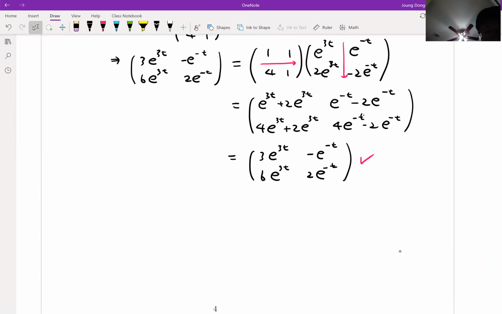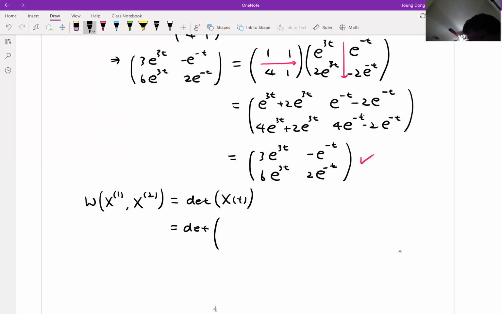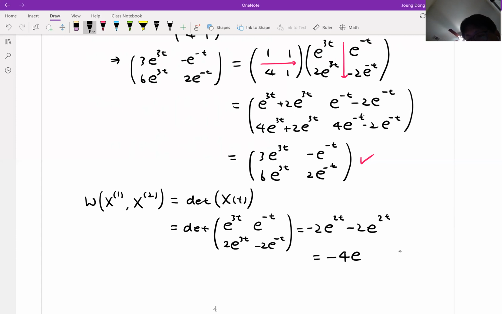The Wronskian. As we discussed in a previous theorem, that's exactly the determinant of this combined matrix, okay? Which is the determinant of e to the 3t, e to the minus t, 2 e to the 3t, minus 2 e to the minus t, right? AD minus BC, right? It is minus 2 e to the 3t minus t, which is 2t, and minus 2 e to the 2t, which is equal to negative 4 e to the 2t, okay?